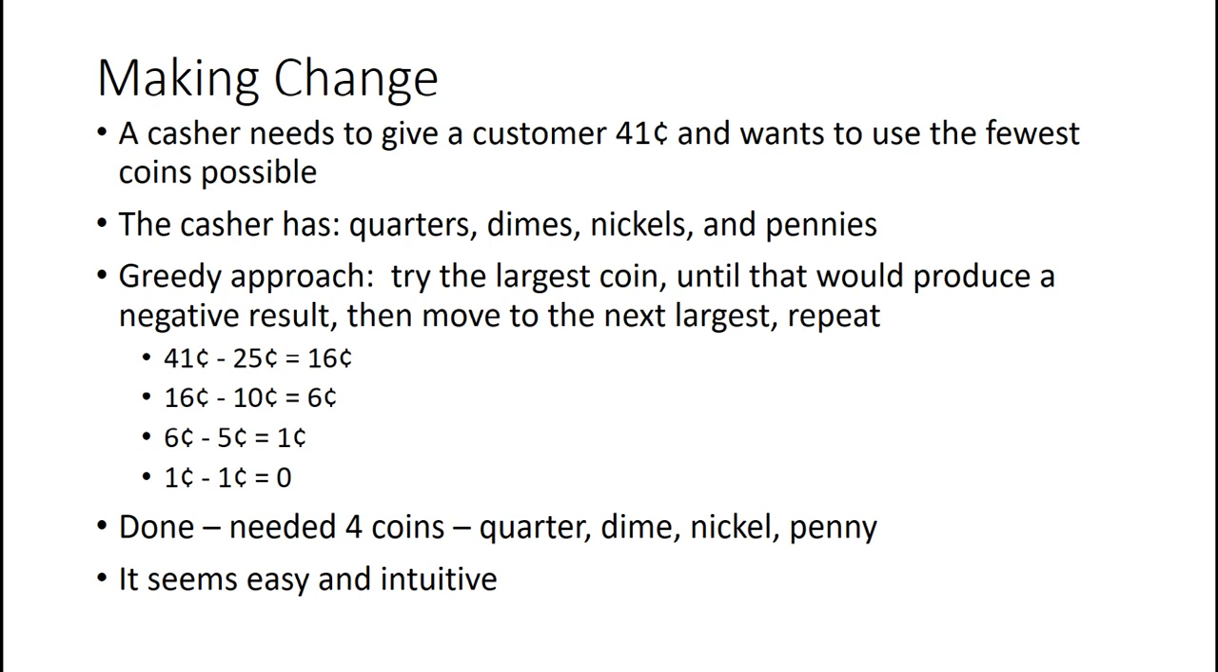And we don't take out another dime because that would be too much. So instead, we take out a nickel, and that leaves us a penny. And then we throw in a penny to finish getting to the change that we owe the customer. So we're done, and we needed 4 coins: 1 quarter, 1 dime, 1 nickel, and 1 penny. It seems easy and intuitive. What could work better, right? And we think we get the right results every time. And in our day-to-day life, we do.